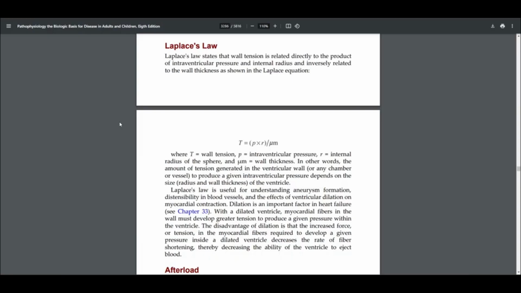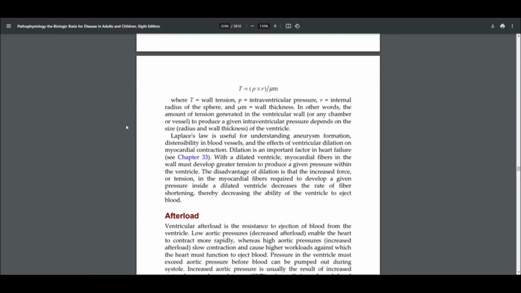In a dilated ventricle, myocardial fibers in the wall must develop greater tension to produce a given pressure within the ventricle. The disadvantage of dilation is that it increases the force or tension in the myocardial fibers required to develop a given pressure inside a dilated ventricle, and decreases the rate of fiber shortening, thereby decreasing the ability of the ventricle to eject blood.